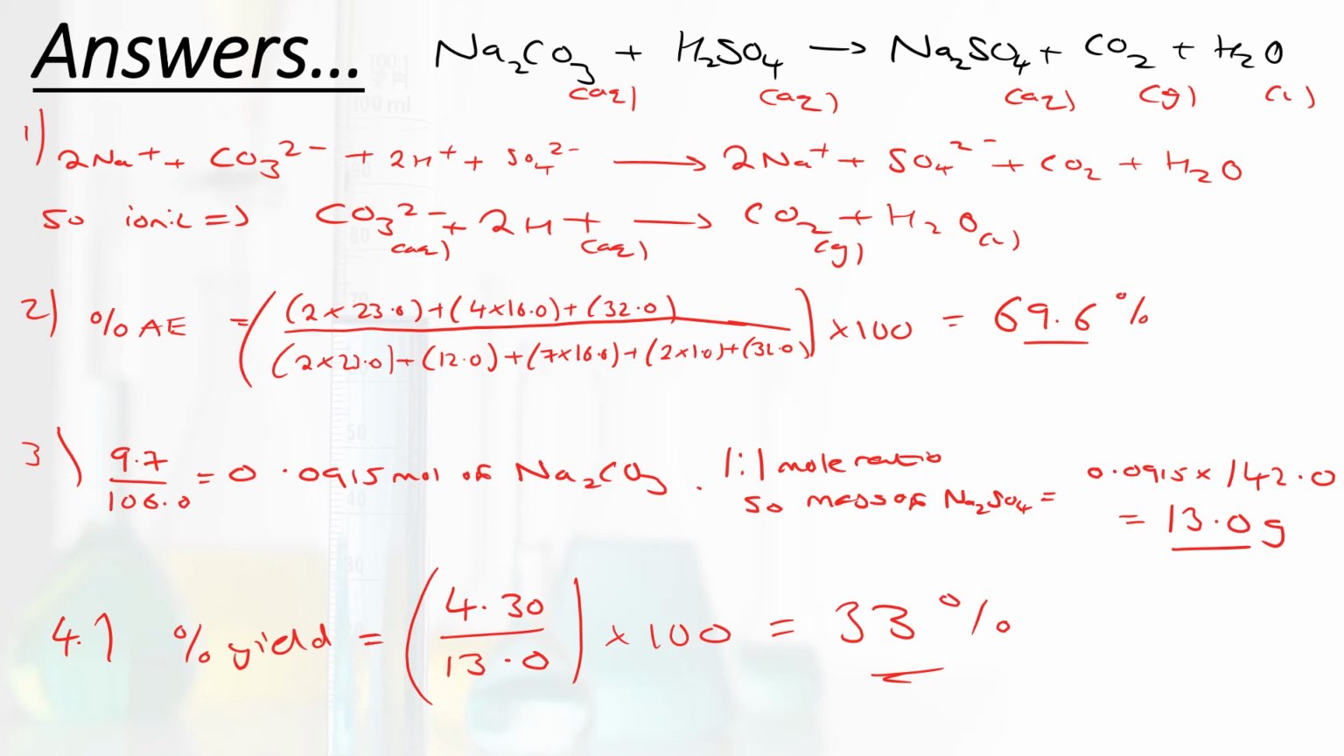So remember, anything that's aqueous, we break down into its ions. So we have 2 sodium ions, and a carbonate 2- anion, 2 protons, and then a sulfate 2- anion. And then on the other side, 2 sodium ions, a sulfate ion, and then we leave the CO2 and the H2O untouched. Then we cancel out things that are on both sides, what we call the spectator ions. So we have 2 sodium ions on both sides, and we have our sulfate anions on both sides. And so our ionic equation ends up being CO3 2-, the carbonate anion, plus 2H+, 2 protons, going to carbon dioxide and water.